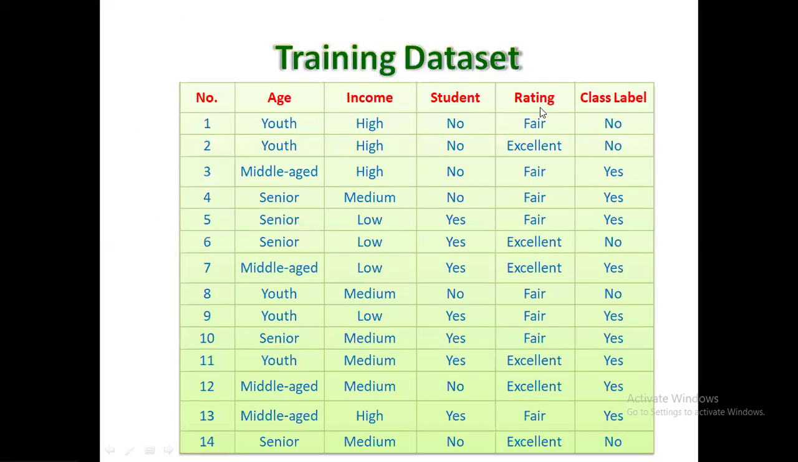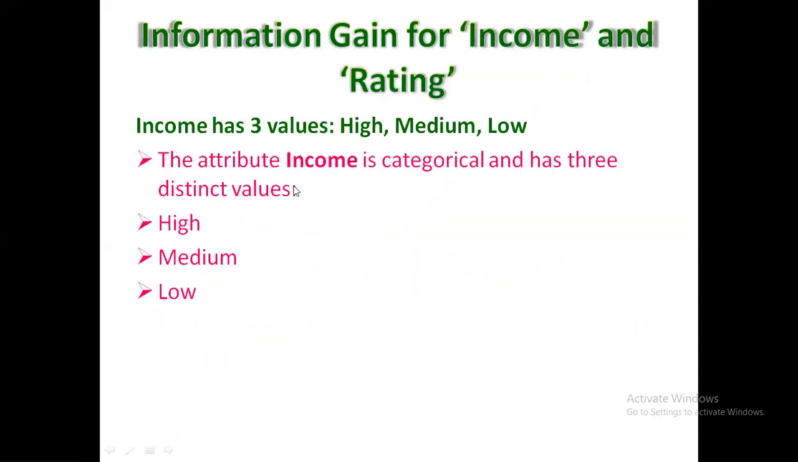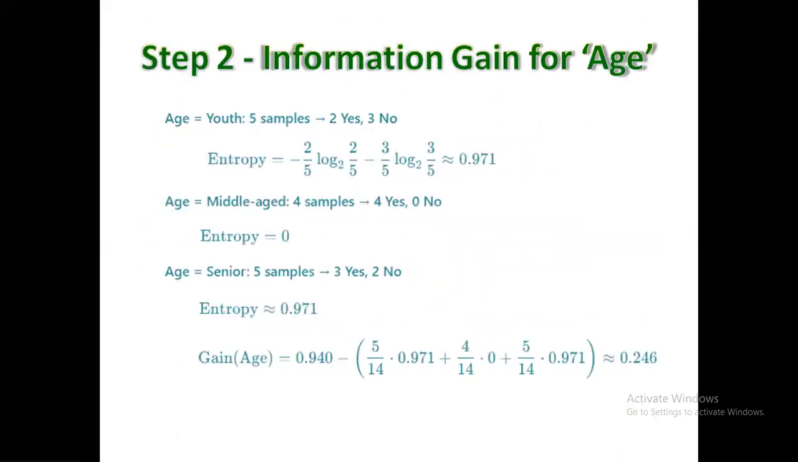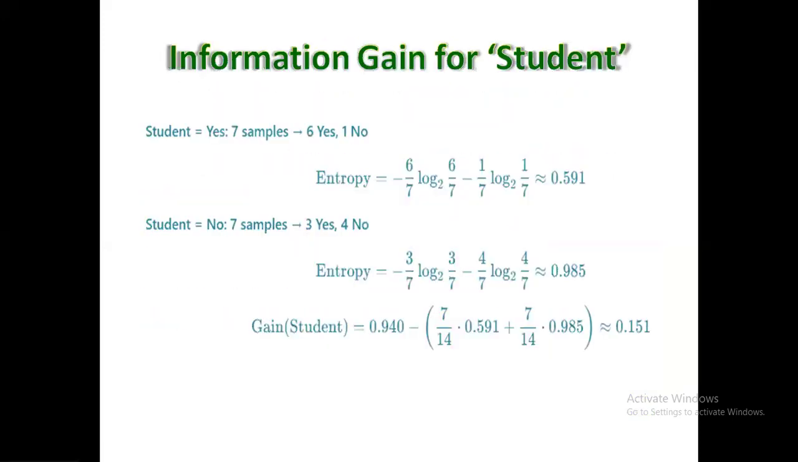Next attribute is rating. The rating consists of what parameters? Fair, excellent. Fair alone, if you are taking, how many no's are there? How many yeses are there? Similarly, another attribute is the income: high, medium and low. In this case, first we have to take high and see how many yeses are there, then medium, how many yeses are there, and low, how many yeses and how many no's are there. This we have to find out. If you are finding out, we are going to get other values.